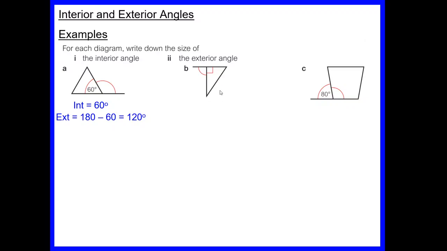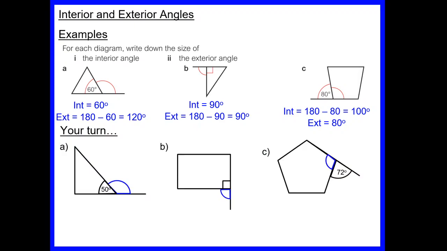For our second one, our interior angle, here we've got our little square symbol. Remember, that tells us it's a right angle, so our interior angle is 90 degrees. And our exterior angle, again, angles on a straight line, so 180 minus 90 is 90 degrees. For this one then, we've got the exterior, so to find the interior, we've got our straight line, 180 degrees minus 80 will give us the interior angle of 100, and our exterior angle is 80 degrees. So remember, one interior and one exterior will always add to 180 because they are angles on a straight line.